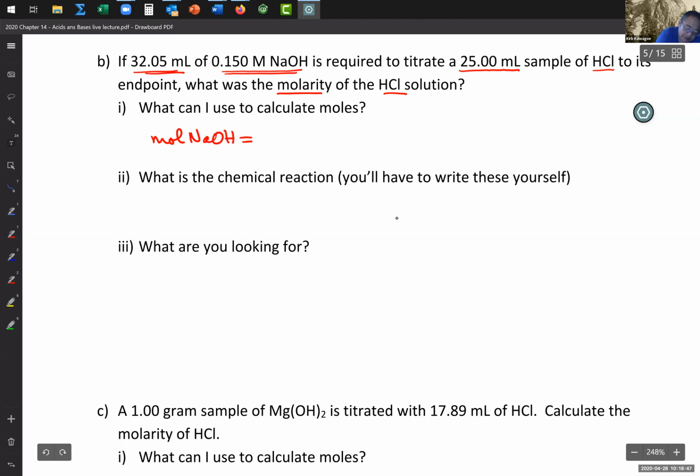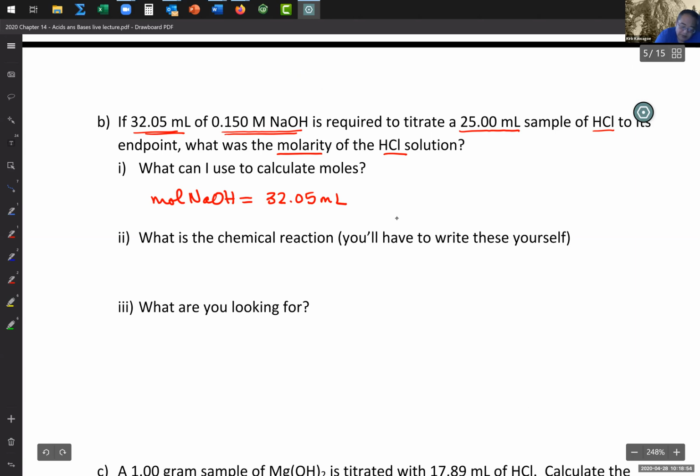That's going to be equal to the volume, 32.05 milliliters. And if you remember what I was telling you to do for the molarity problems, you write this out as this, 0.150 moles per liter, like that. And that's going to tell you how you use that number with the volume. So I can use this number with the milliliters, because the liters will cancel, but I have to get rid of the milli part first, right? So what I'm going to do is do a milliliter to liter conversion. So it's 1,000 milliliters to a liter.